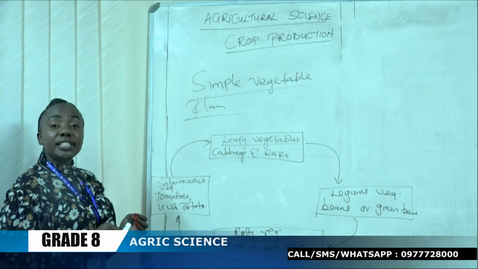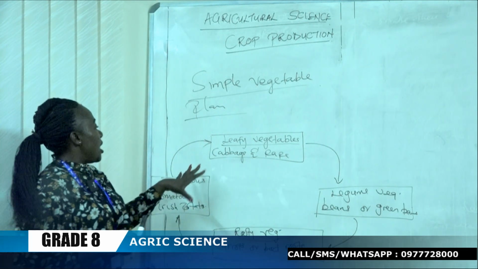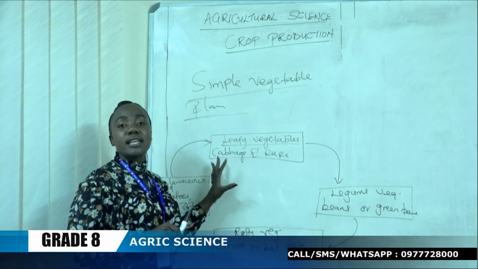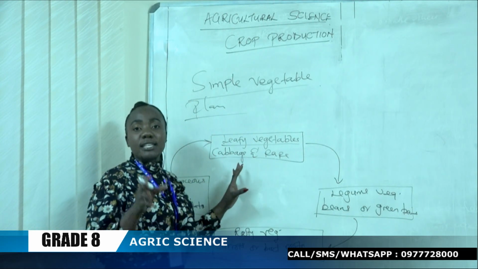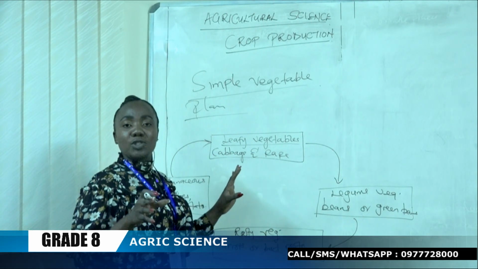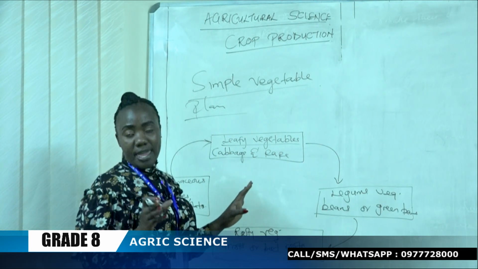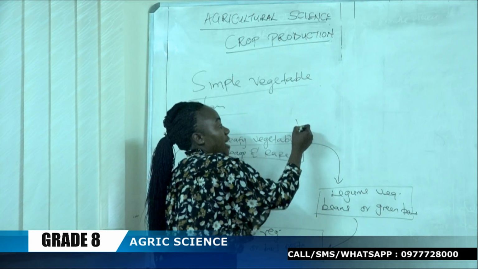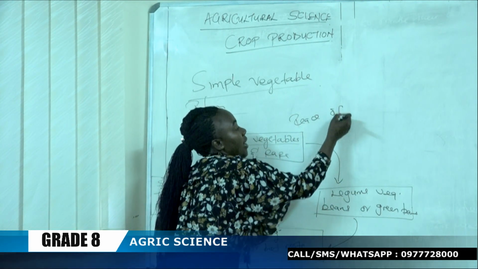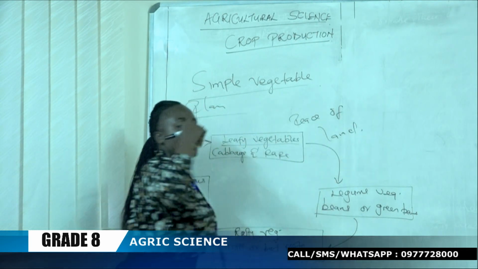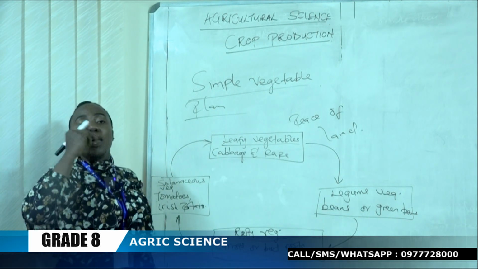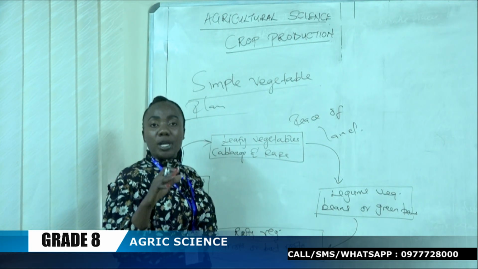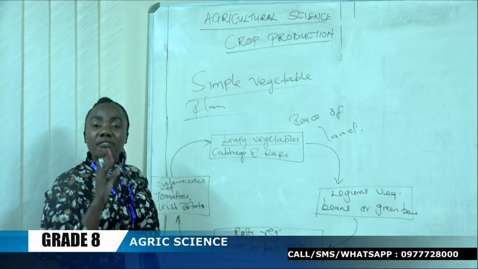Okay, so crop rotation is the growing of different kinds of crops in a sequence. Are we together? And this growing is done where? On the same piece of land. So we're defining crop rotation to be the growing of different kinds of crops in a sequence way on the same piece of land.